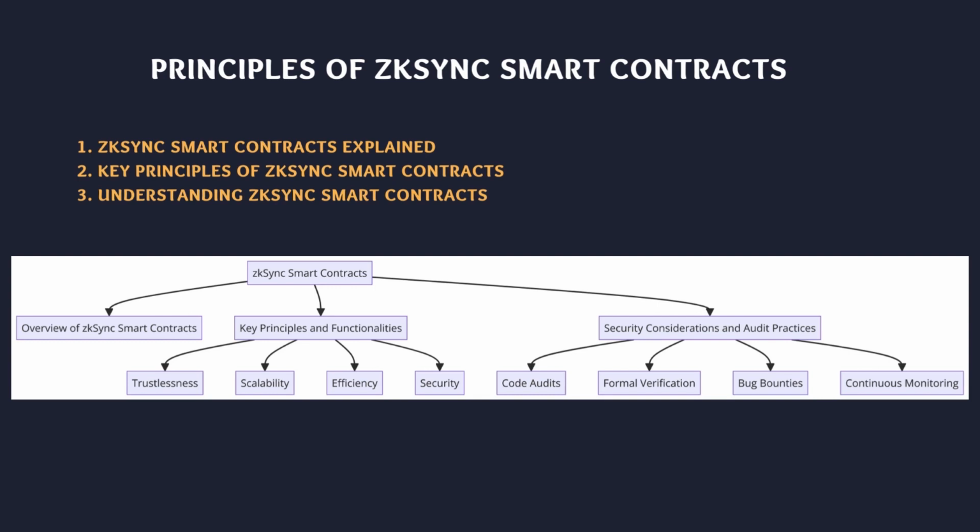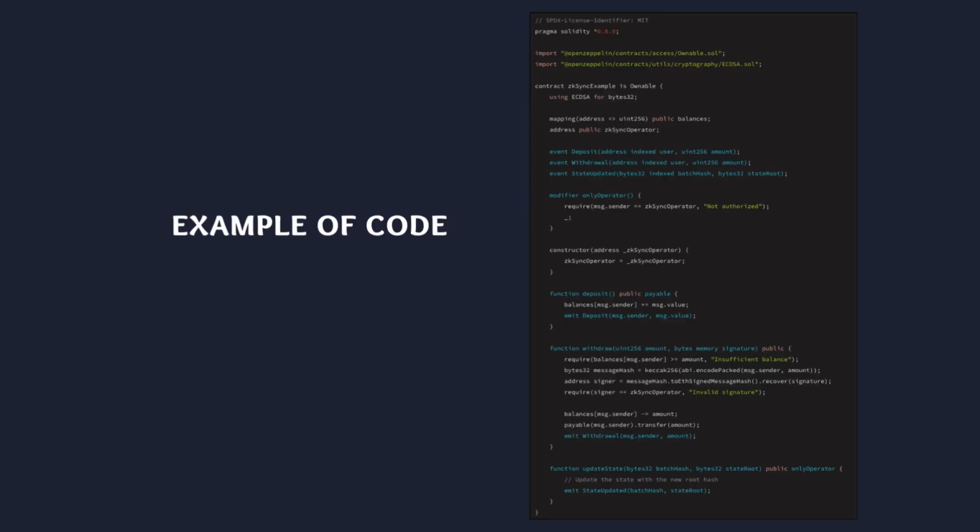4. The smart contracts are continuously monitored for unusual activity or potential security threats. This proactive approach allows for quick responses to emerging risks. To illustrate these principles, let's look at a professional example of a zkSync smart contract in Solidity.